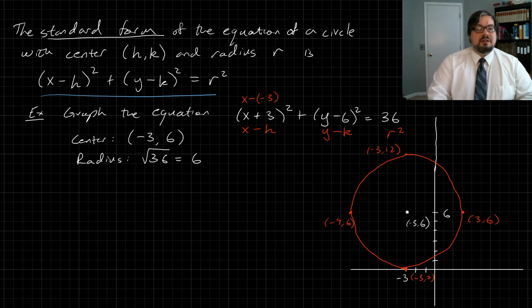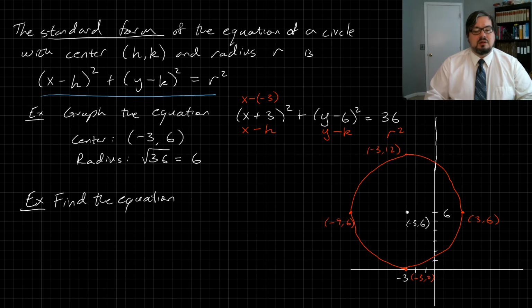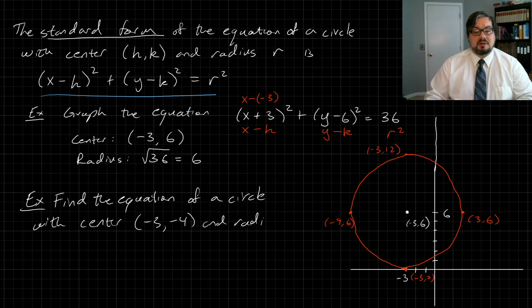On the other hand, if I have a problem like the following, find the equation of a circle with center -3, -4, and radius 7, then I don't have to graph this, actually. I can just use the standard form of the equation.